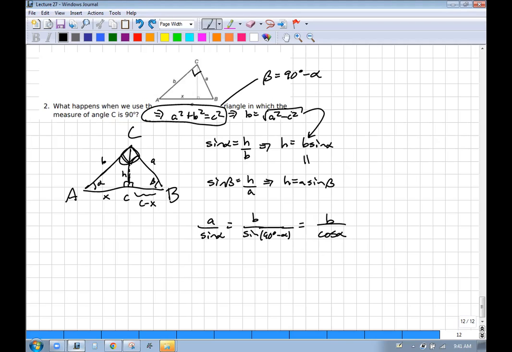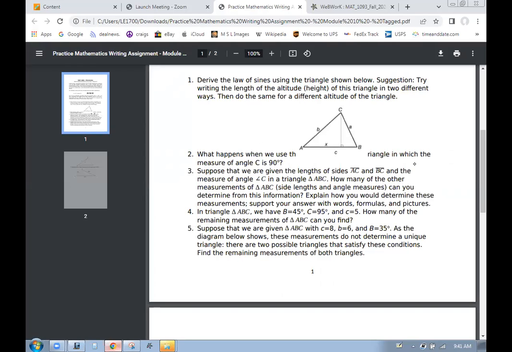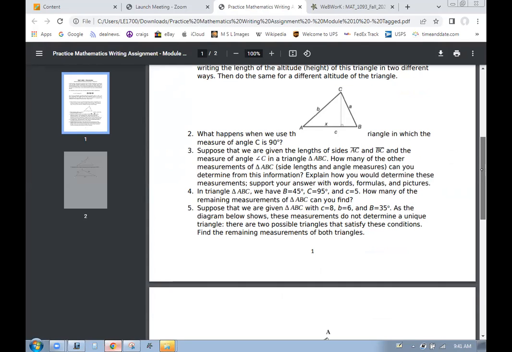So, I mean, these are the two things that we know. If that's a right triangle, we can automatically deduce those two things. I'm not sure what else they want us to show. I mean, those are the two important things, if C is a 90-degree angle. I guess that's the whole writing assignment, isn't it?